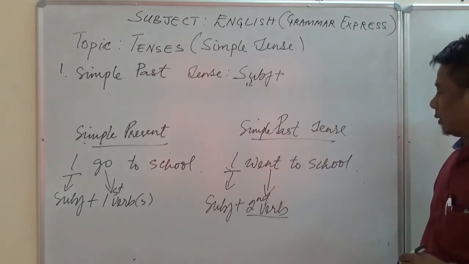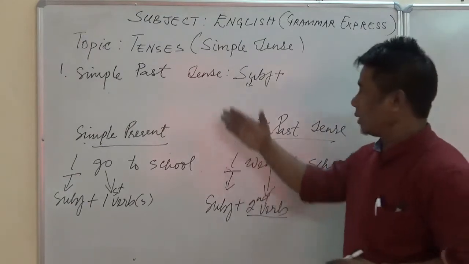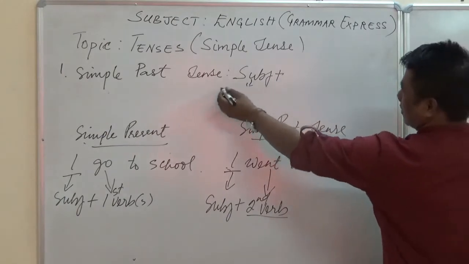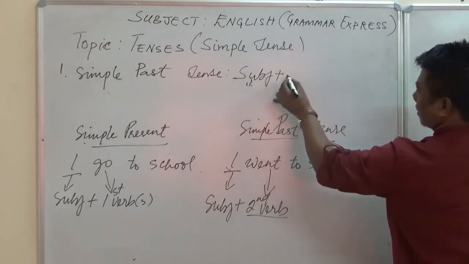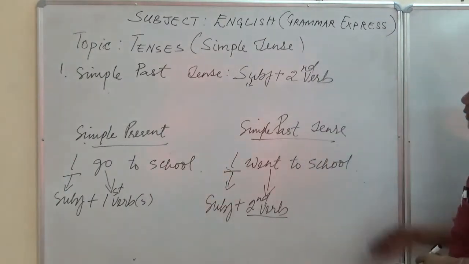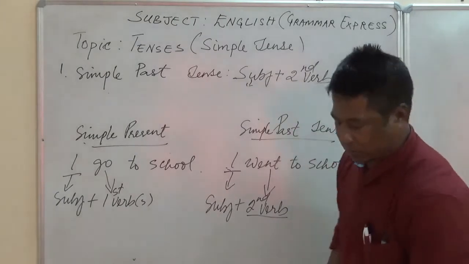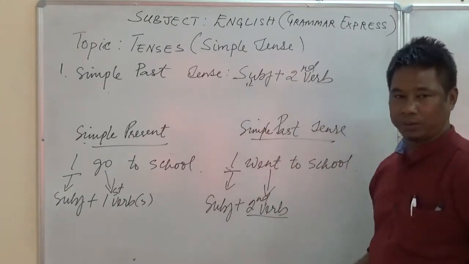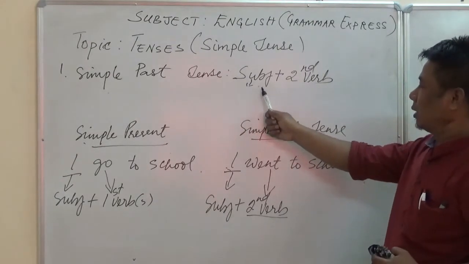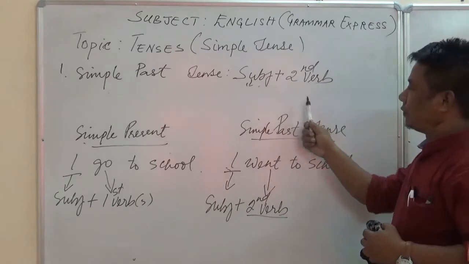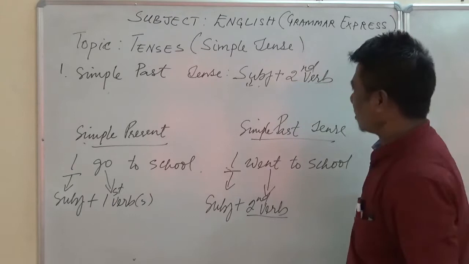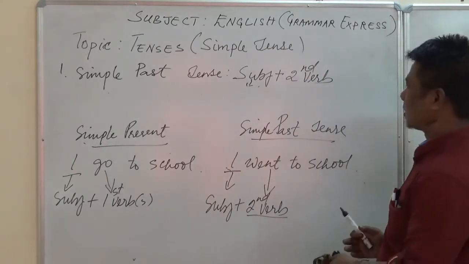Simple past tense, so we'll write the formula here. Simple past tense formula has to be subject plus second form of the verb. So whatever sentence you see written in English, if you can identify the subject, and immediately after the subject, if the second form of the verb is used, then that sentence is said to be in a simple past tense.